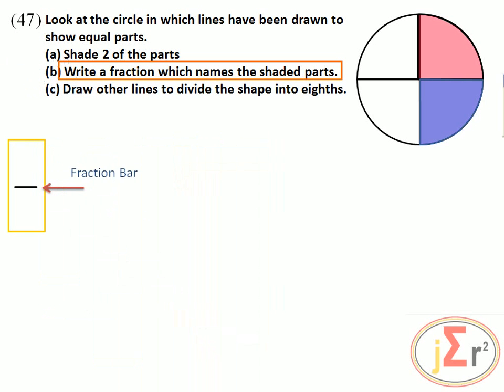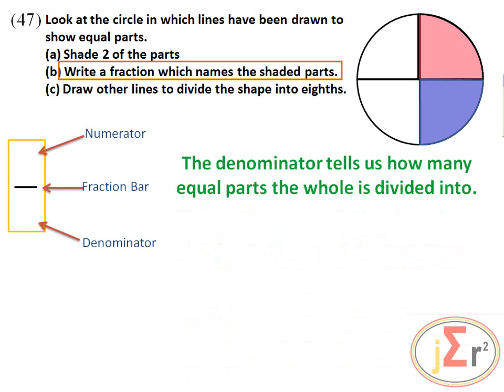So for our fraction, we have the fraction bar, we also have the numerator, and we have the denominator. What will be the denominator in this particular case, Jerry? 4. And what will be the numerator? 2. Right. The denominator tells us how many equal parts the whole is divided into. And the whole is divided into how many equal parts, Jerry? 4. Right, so the whole is divided into 4 equal parts.